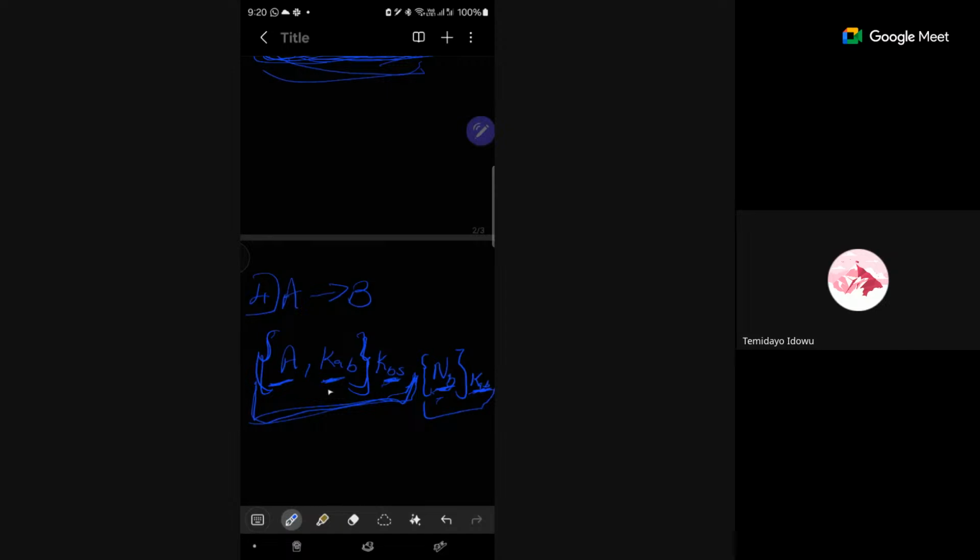When you get this KAB, you can now use it to decrypt the last part of this message, which is this part, and you get your nonce. When you get the nonce, and it is the same nonce that you sent initially, that means we have both authenticated each other and we can start communication. So this is the whole principle of the Yahalom protocol.